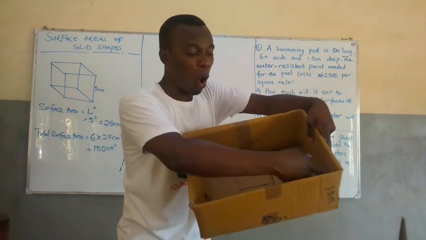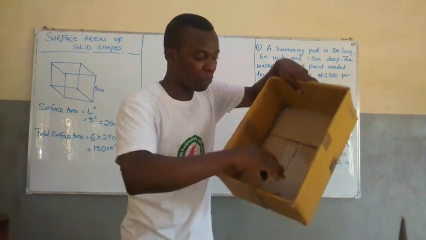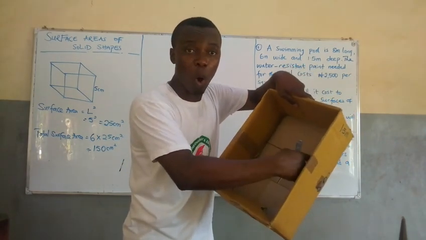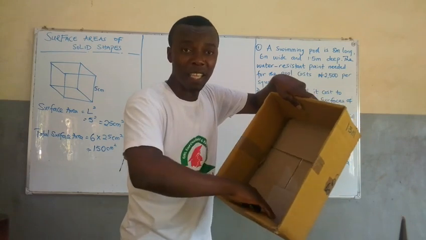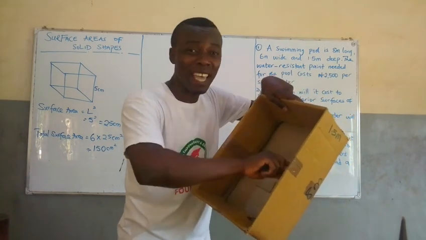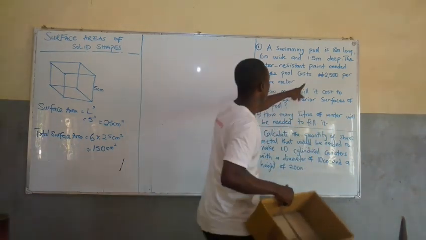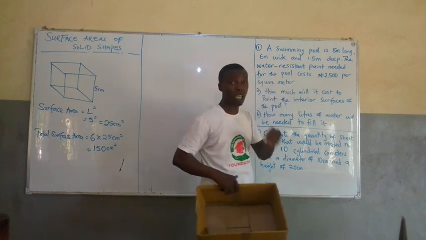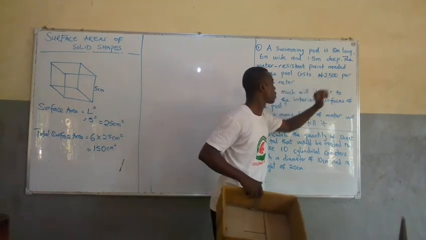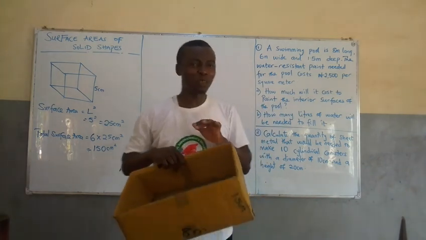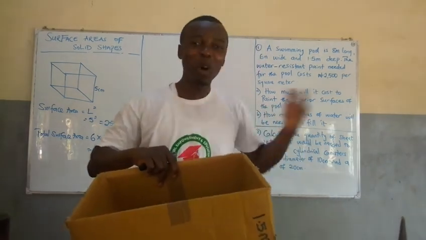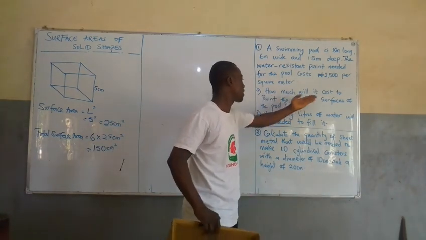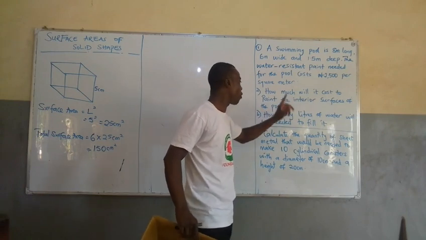So, if he's going to paint the wall here, and the wall in here, he or she is going to find the area of this wall, and likewise this, and this, and of course the floor also, to tell the total amount, because each square meter, that is to say meter square, costs 2,500 naira. I believe with this illustration you have a picture of what this question is saying. So the first part is, how much will it cost to paint the interior surfaces of the pool?